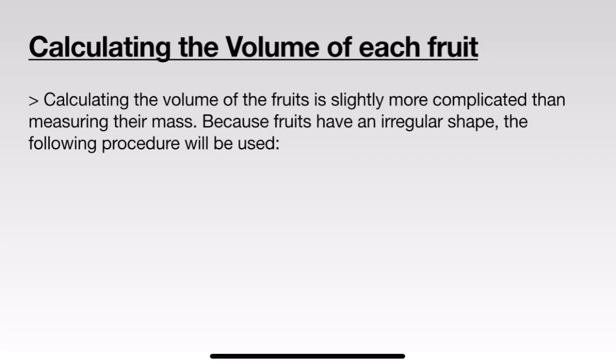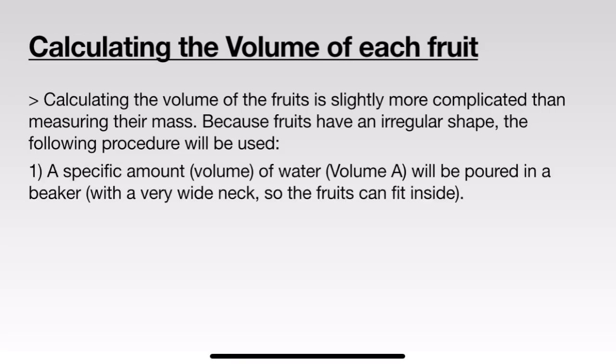Calculating the volume of each fruit. Calculating the volume of the fruits is slightly more complicated than measuring their mass. Because fruits have an irregular shape, the following procedure will be used. A specific amount of water, volume A, will be poured in a beaker with a very wide neck so the fruits can fit inside.